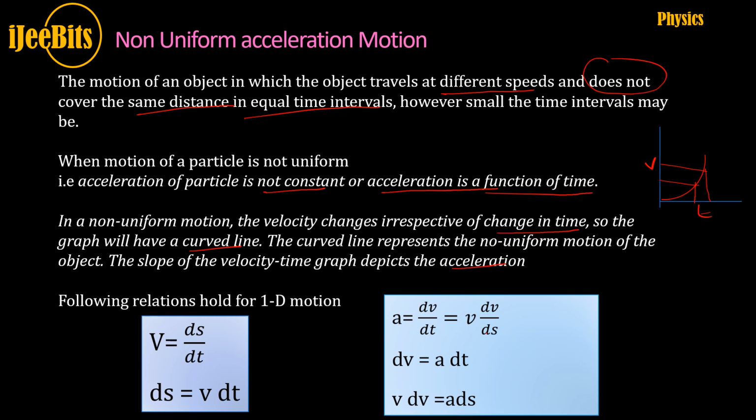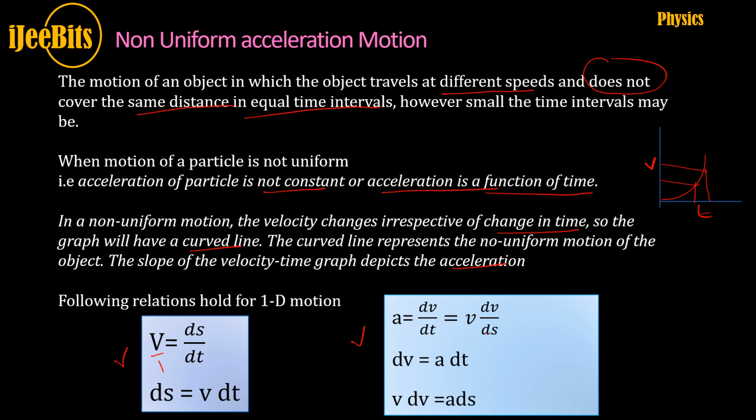For solving non-uniform acceleration motion problems in one dimension, these formulas hold good. You have to remember them. So let's look at v is equal to ds by dt. By definition, v is nothing but change in displacement by change in time. ds by dt is nothing but v. So cross multiply, you get v dt equal to ds. ds is equal to v dt.